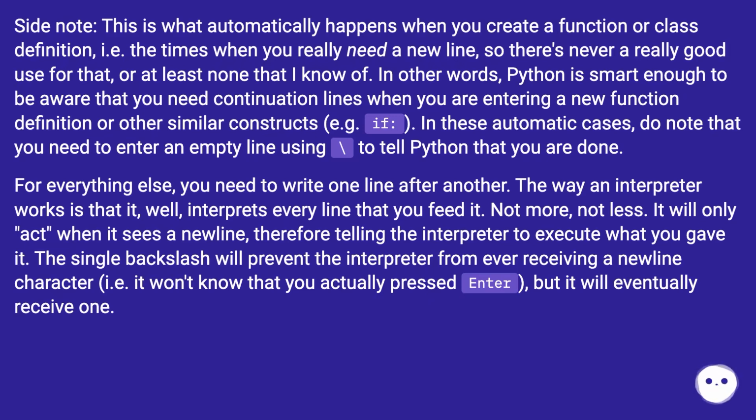The way an interpreter works is that it interprets every line that you feed it. Not more, not less. It will only act when it sees a new line, therefore telling the interpreter to execute what you gave it. The single backslash will prevent the interpreter from ever receiving a new line character, i.e. it won't know that you actually pressed enter, but it will eventually receive one.